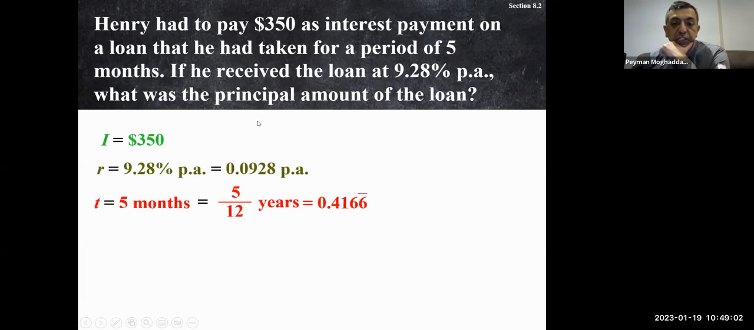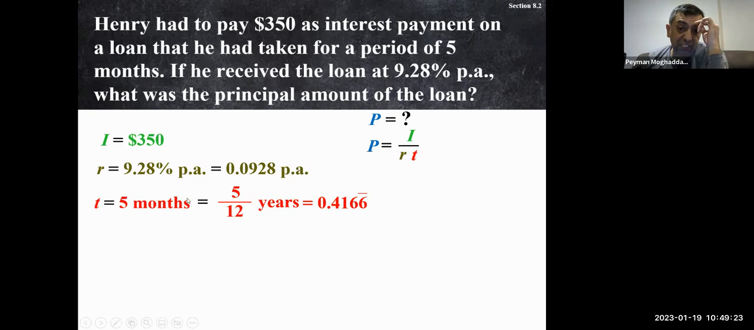So the equation is basically, what's the P? P is I divided by RT, okay? Because I equals PRT, right? So P is going to be I divided by RT. Now we have I, we have the interest rate, which is going to be 0.0928, and we have time, which is 5 months, okay?